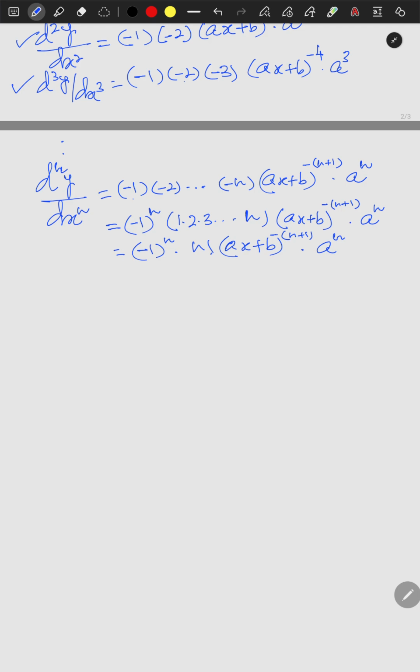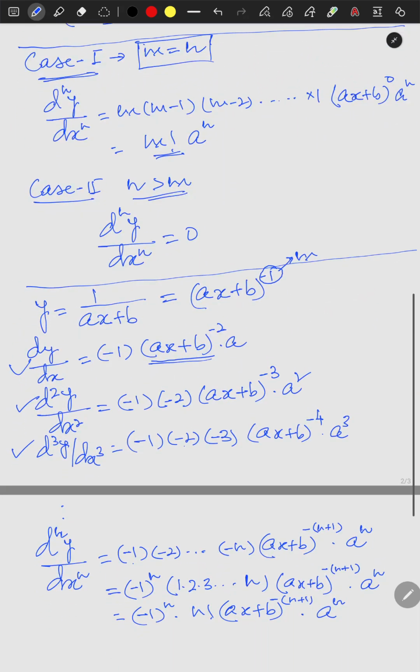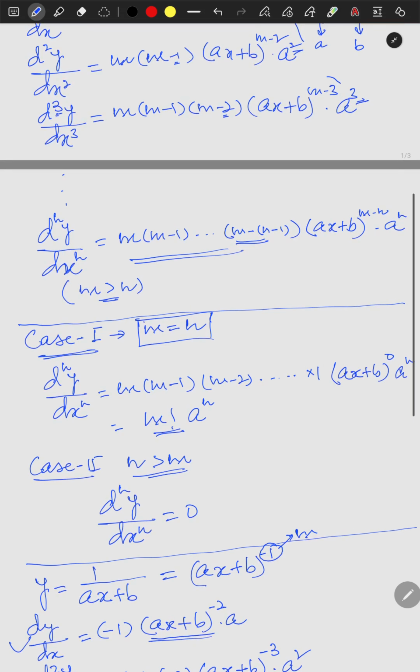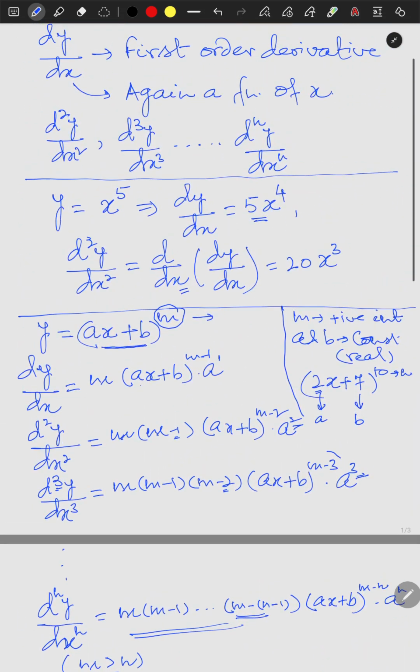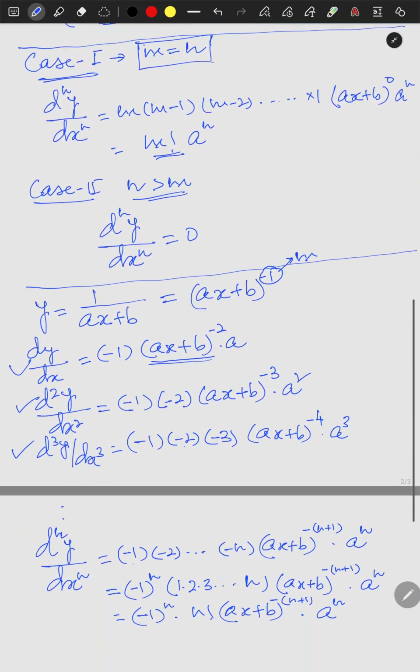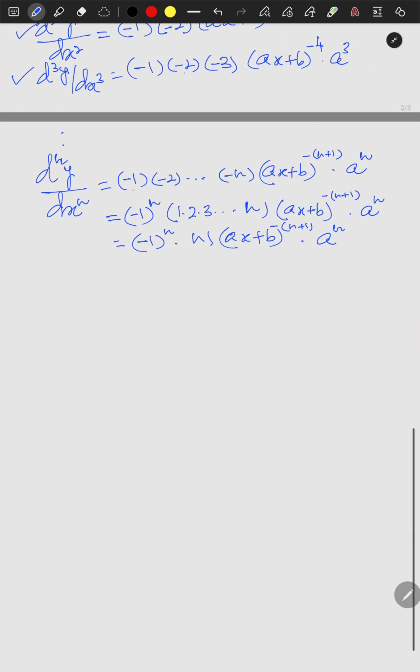So this is how we obtain our nth order derivative. This is a particular case when the power is minus 1, while in the previous case you can see that we are considering this m as a positive integer. Okay, so this is how we find the nth order derivative. Now we can quickly discuss some examples on this type of problem.